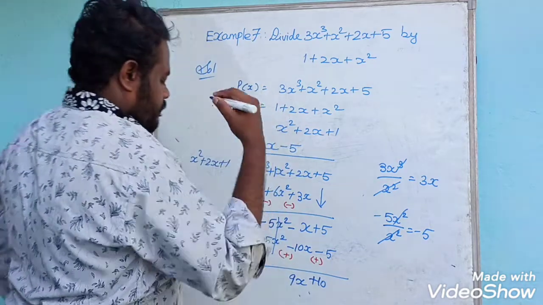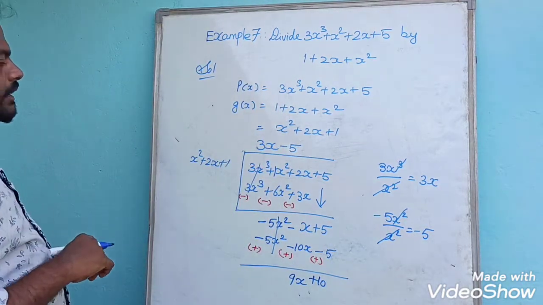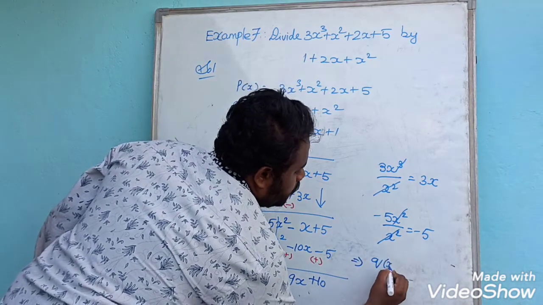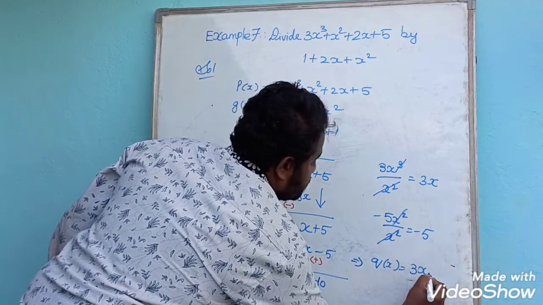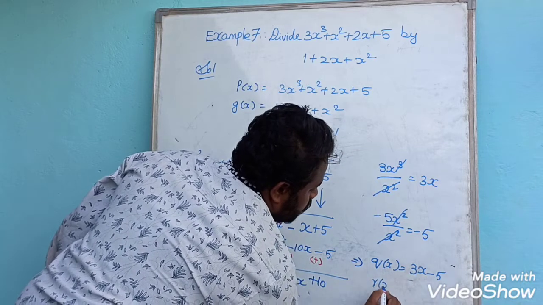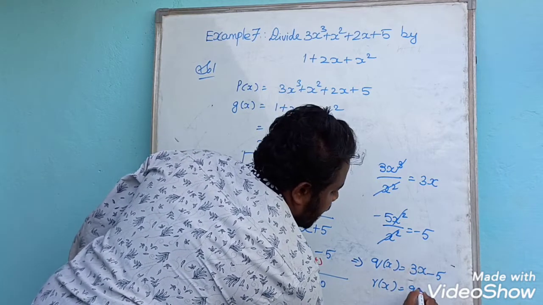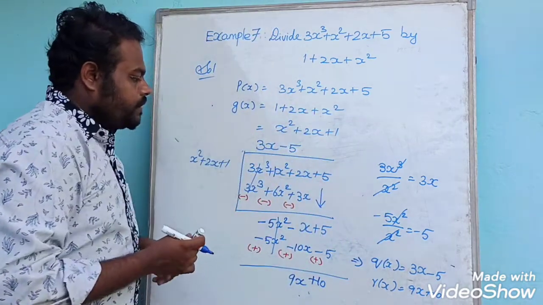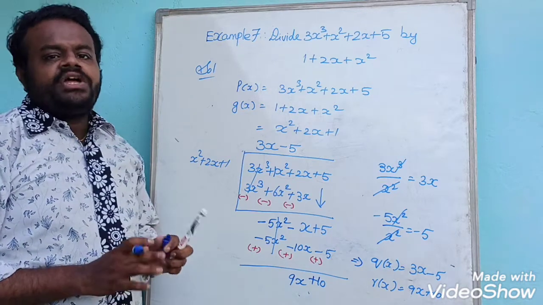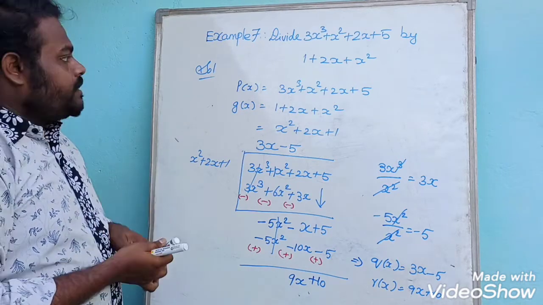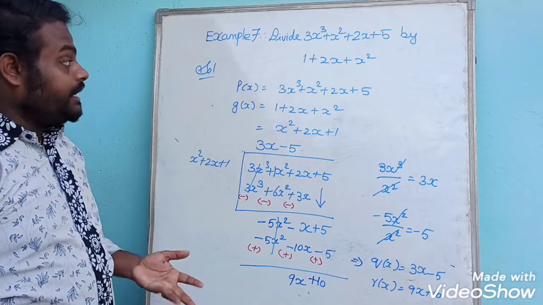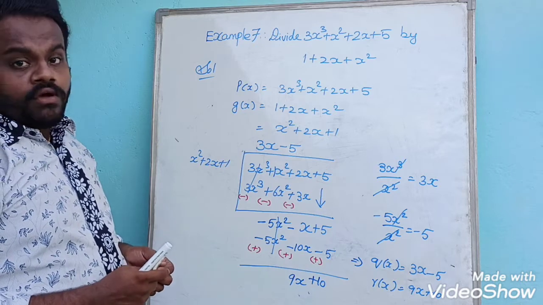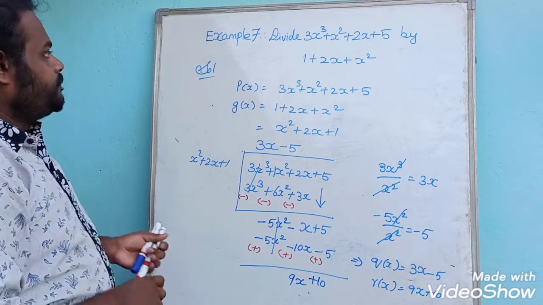Plus 10. So here, what is the quotient and what is the remainder? Which implies that q of x is nothing but 3x minus 5, and then r of x is nothing but 9x plus 10. So in these two examples, we just have to divide only. In the 8th question, we have to divide and verify the division algorithm, like p of x equal to g of x into q of x plus r of x.